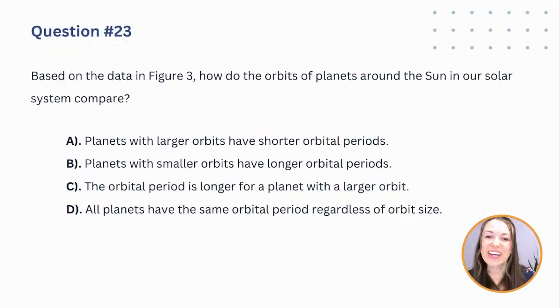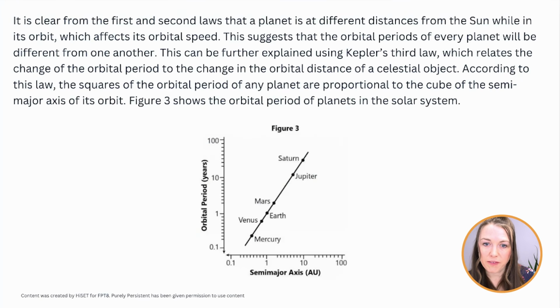Okay, based on the data in figure 3, how do the orbits of planets around the sun in our solar system compare? Okay, let's go back to number 3. So figure 3, how do the orbits compare, right? So we're looking at orbital period. So here we have the ones that are closer to the sun, they have a shorter orbital period. The ones that are further from the sun have a longer orbital period, right? It takes longer to circle the sun.